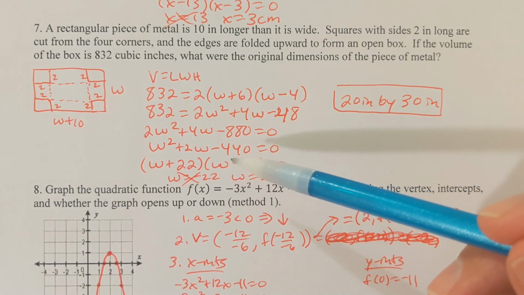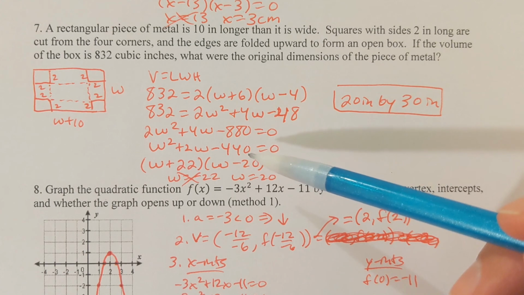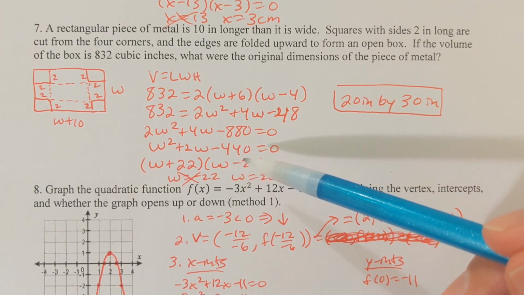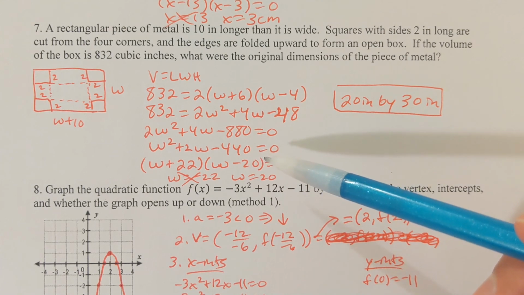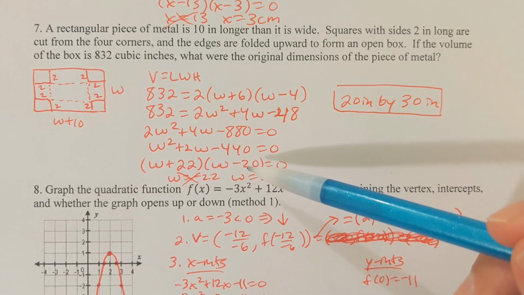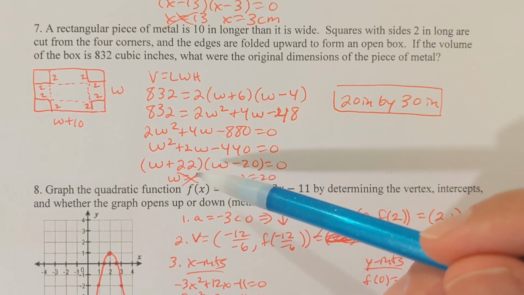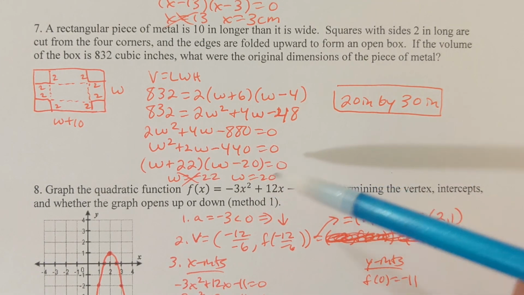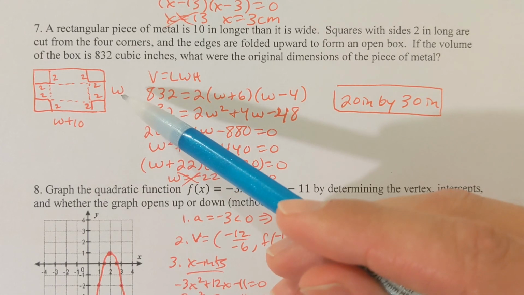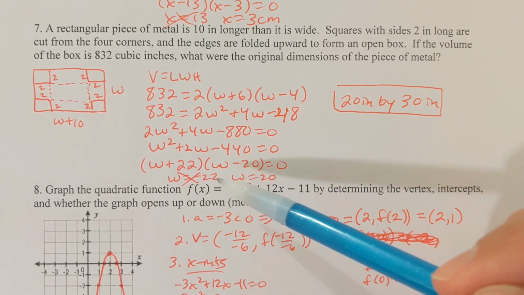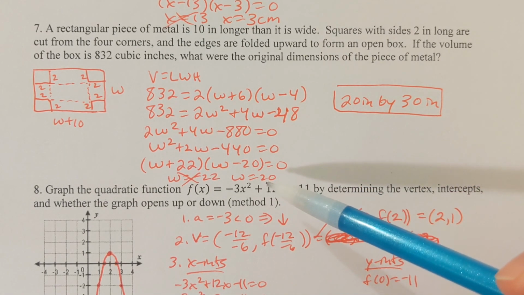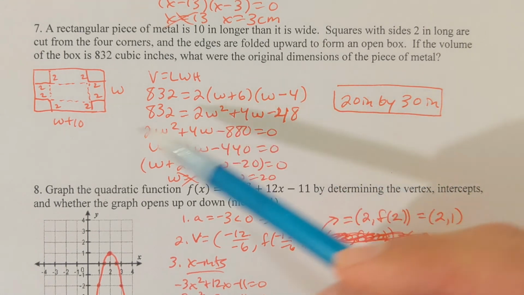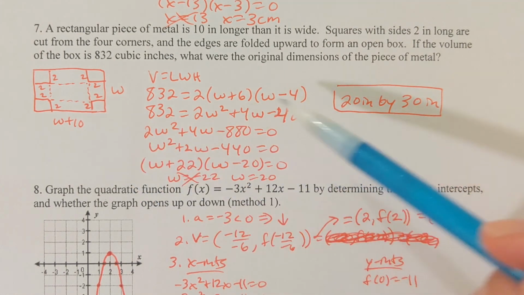I can make the numbers a bit nicer by dividing both sides by 2. w squared plus 2w minus 440 equals 0. So w plus 22 times w minus 20 equals 0. Negative 22 is not possible. The width can't be negative. So the width is 20 inches. And the length is 10 inches more than that, 30 inches.